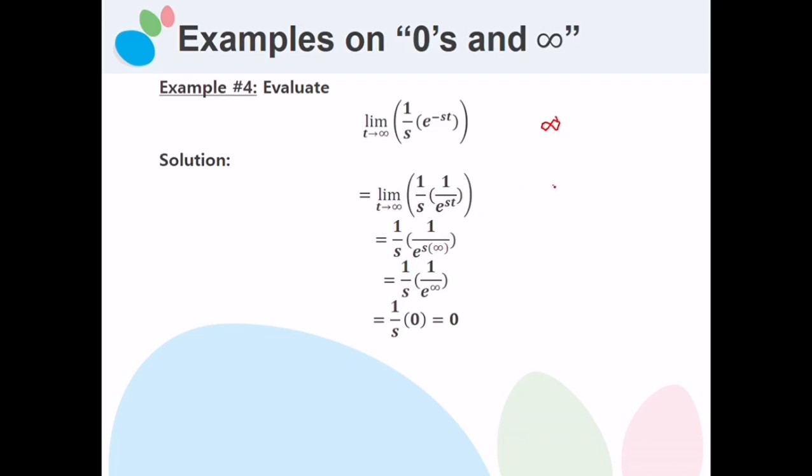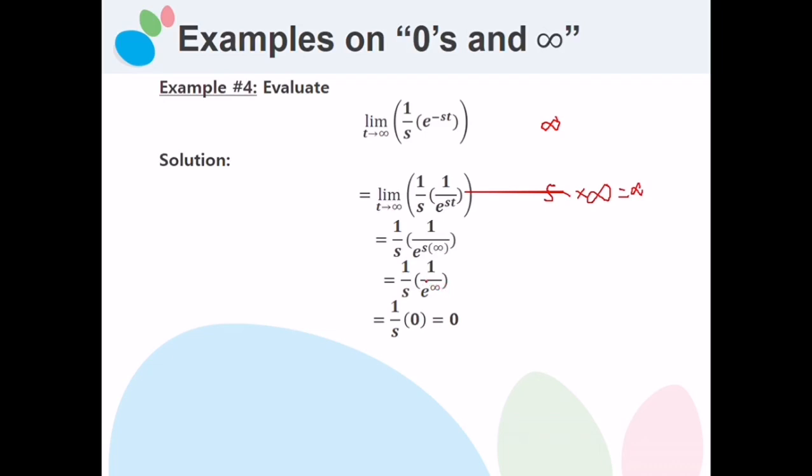Now we know that s times infinity is equal to infinity, because infinity is already a big number. If you multiply any number by it, we could say that it is also an equivalent of an infinite number. So s times infinity is an infinite number. So 1 over e raised to an infinite number, or infinity.